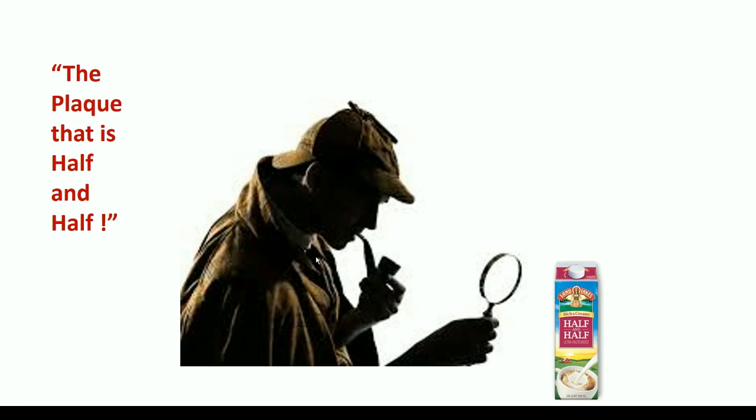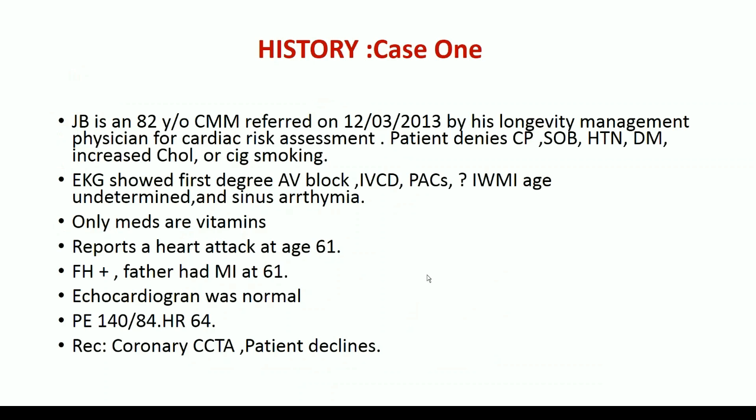And so we'll start out, the plaque is half and half. And there's a picture of half and half, and there's our Sherlock Holmes. And usually when we look at the plaque, we analyze composition, morphology, and function. And composition usually consists of understanding the necrotic core and its relationship to the plaque and how that promotes risk or danger.